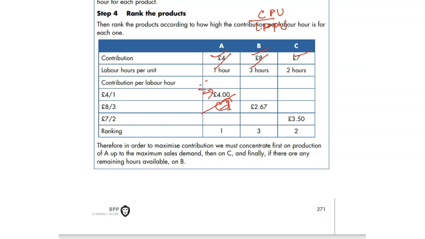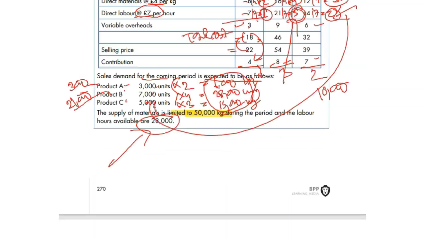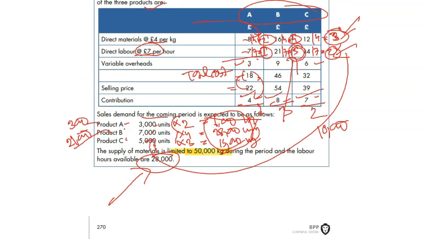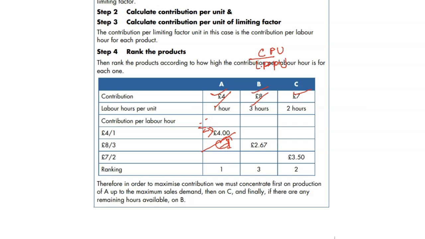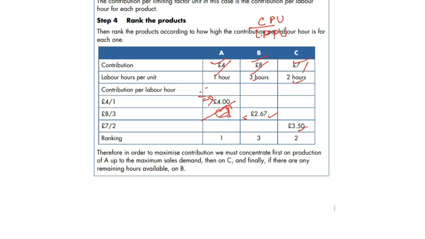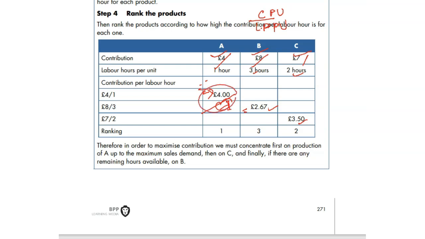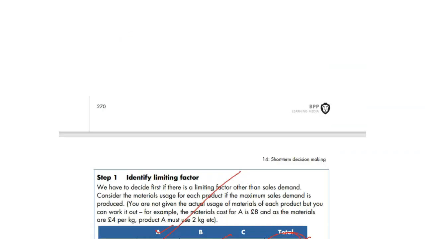That's what you're doing. Where do you get the contribution from? The question they give you. And the limiting factor from the question we have worked out. Well, let's do it. 8 divided by 3 equals 2.67, and 7 divided by 2 is 3.5. You call it contribution per unit of limiting factor. Which one gives you the highest contribution per unit of limiting factor? Number 4. That's why we rank it first.